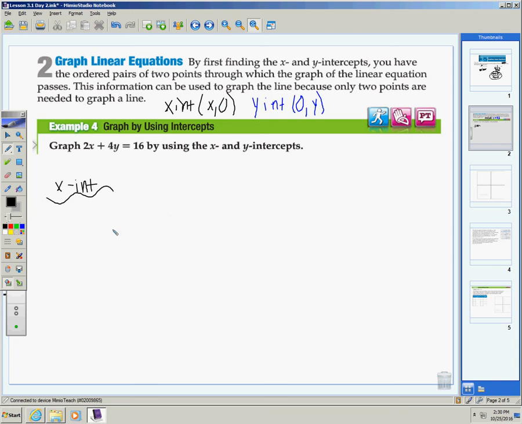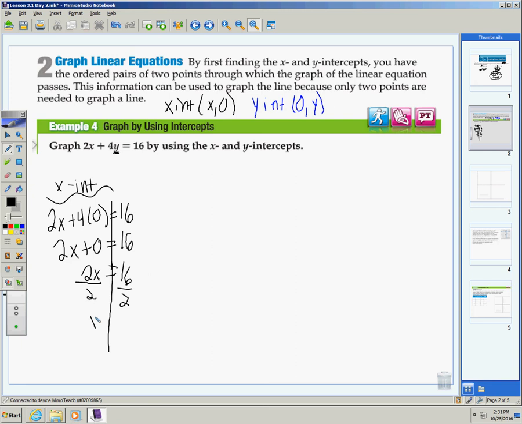So I'm going to take my equation, 2x plus 4y equals 16, and I'm just going to plug in 0 for y. And remember, whenever you plug in a number, make sure to put it inside of parentheses. Now that I've plugged in a value for y, I only have one variable, and I can solve from here. I get 2x, positive 4 times 0 is just 0, equals 16. 2x plus 0 is just 2x. And we divide each side by 2, and we get x equals 8. That means that my x-intercept is going to be 8, 0.